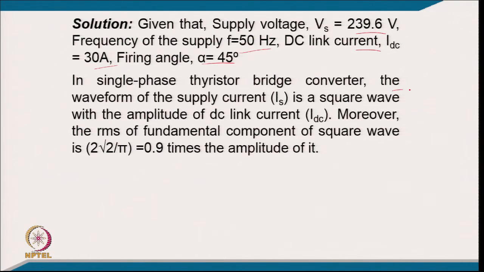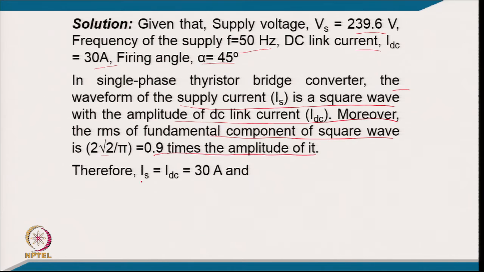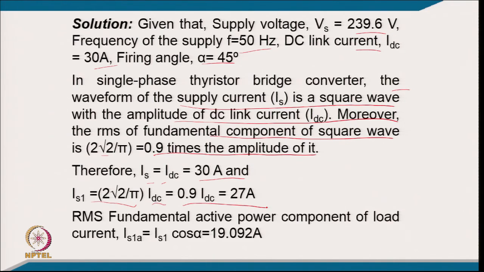In a single phase thyristor bridge converter, the waveform of supply current is a square wave with the amplitude of the DC current, and the RMS of the fundamental component will be 2 root 2 by pi, that is 0.9 times the amplitude of the current. Therefore, the RMS current will be IS equal to IDC, 30 ampere, and the fundamental current will be 2 root 2 upon pi into IDC, that is 0.9 IDC, equal to 27 ampere. And the RMS fundamental active power component will be IS1 cos alpha.